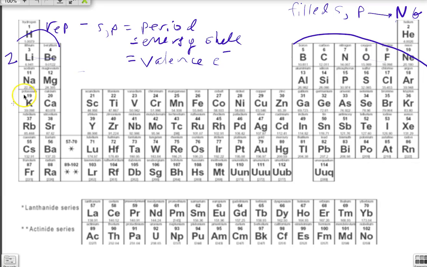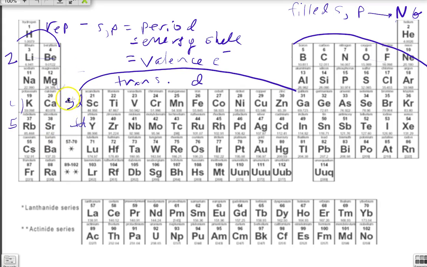Your transition elements are right here. Again, we've kind of talked about that. These are your transition. And what do we know about those? Those are filling your D shells. Okay, so this is your D shell. And what do we know about that? The period is not its energy level. So if you recall, this is your 3D. This is your 4D, but yet it's in period 4, it's in period 5. So their periods and their shells are not the same.